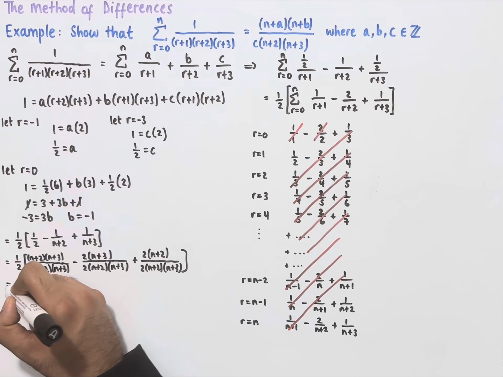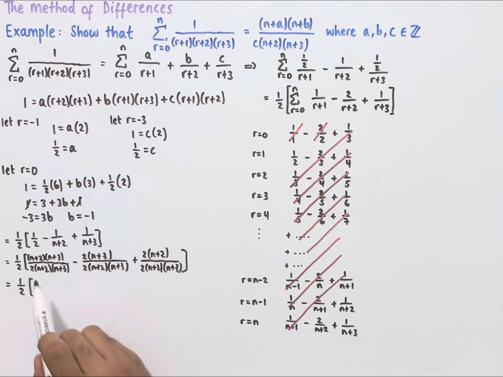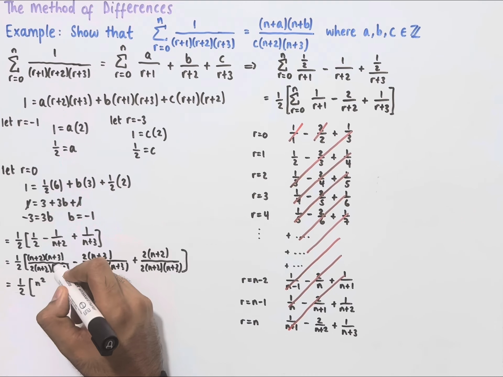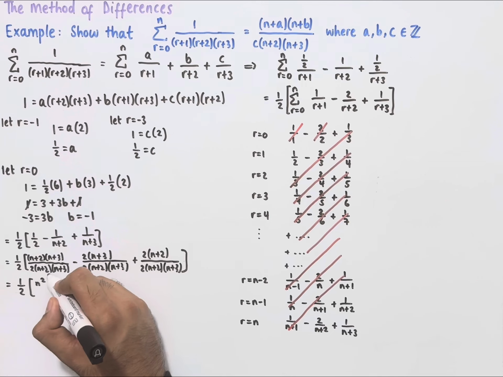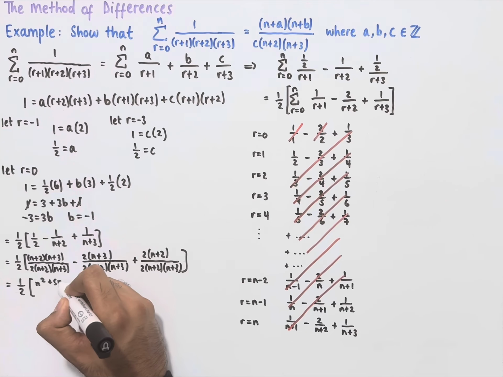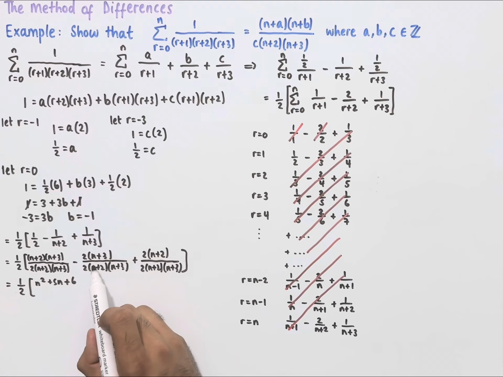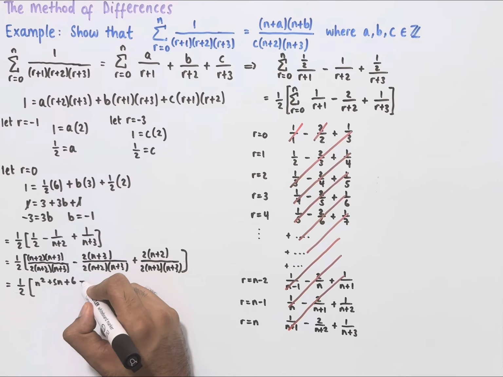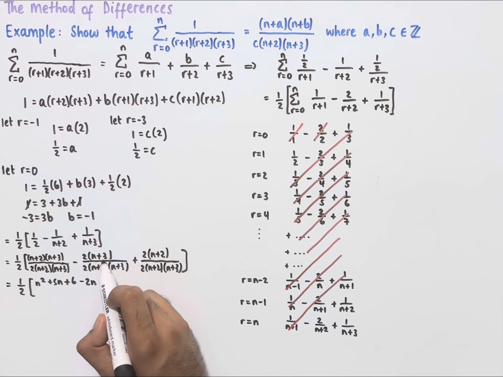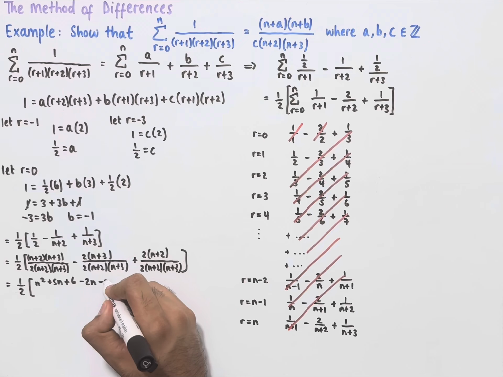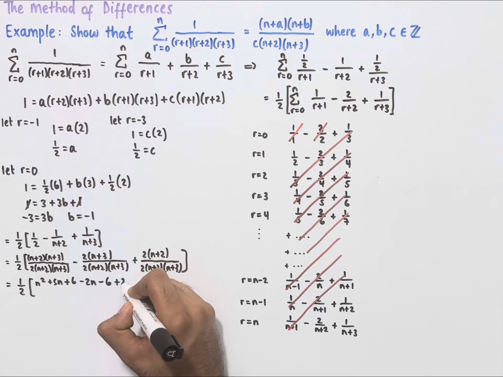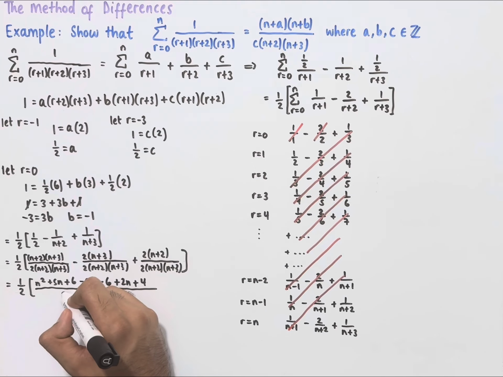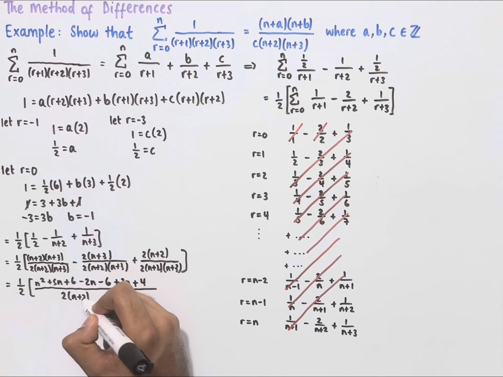And so this now becomes a half times, now if we expand the brackets out in the numerators, we get n times n, which is n squared, n times 3, which is 3n, 2 times n, which is 2n, and 3n plus 2n is 5n. And then we have 2 times 3, which is 6. And then we also have 2 times n, which is 2n. But since we've got this minus, it's going to become minus 2n. And then 2 times 3, which is 6. And since we have this minus, it's going to become minus 6. We also get 2 times n, which is 2n. And 2 times 2, which is 4. And all of this has a denominator of 2 brackets n plus 2 brackets n plus 3.